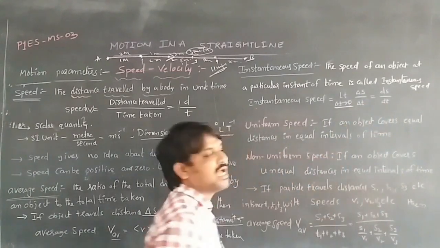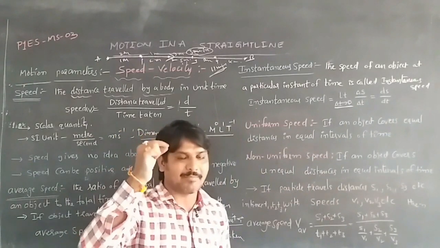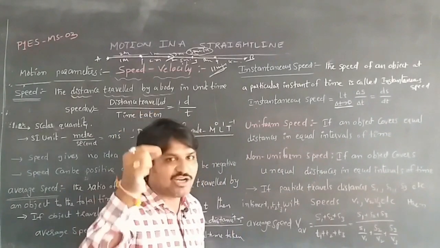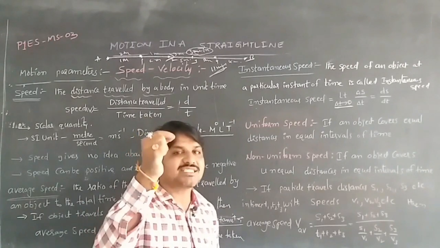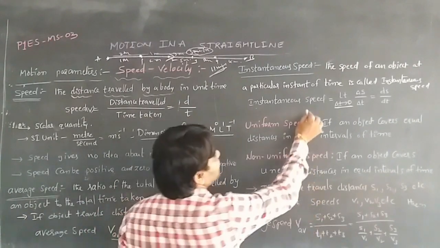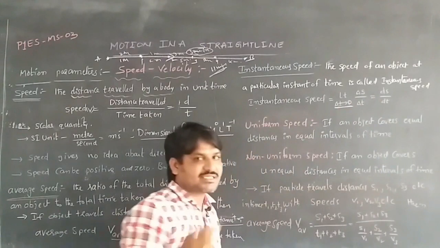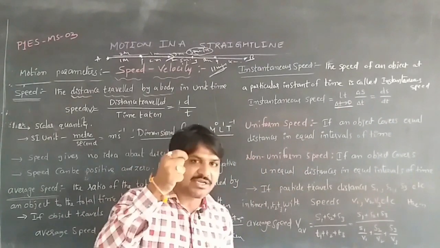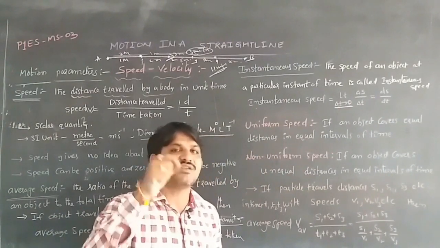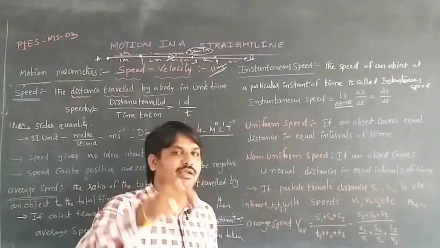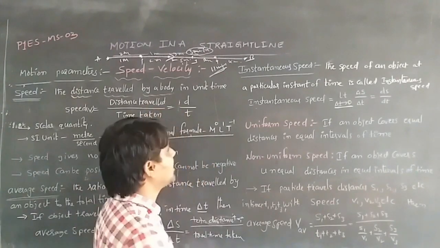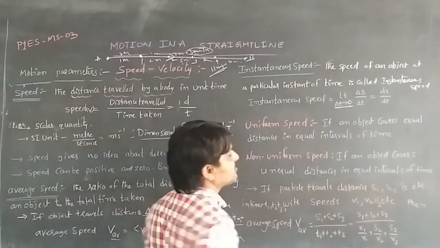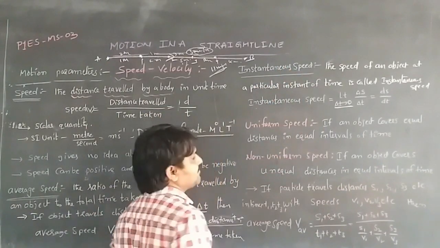This is the instantaneous speed, the speed of an object at a particular instant of time. When at a particular time interval we ask what the speed is, that speed is called instantaneous speed, at a particular instant of time.